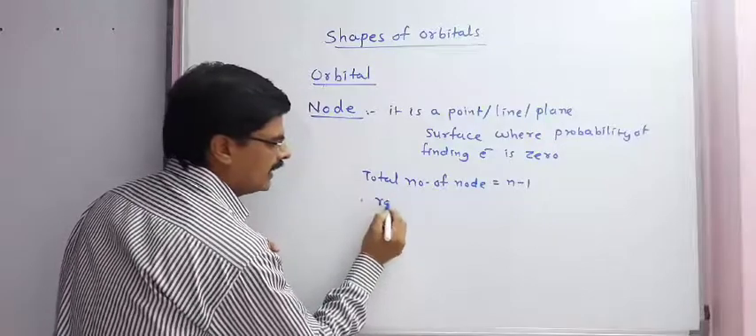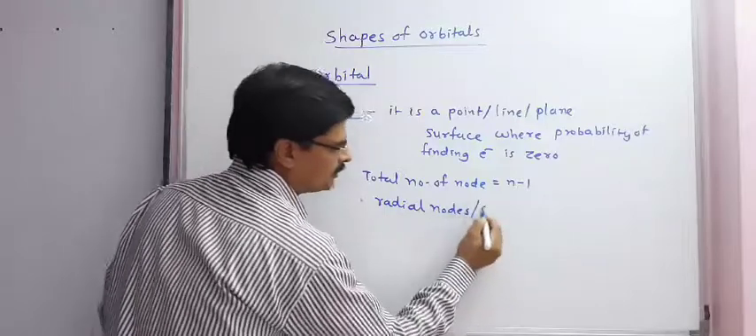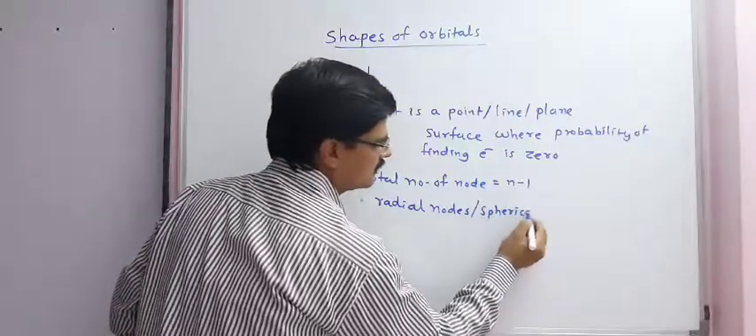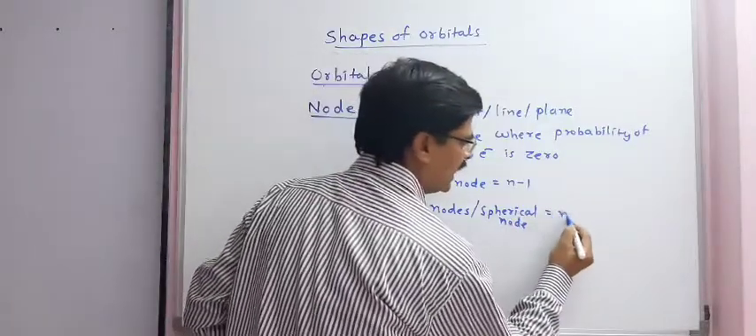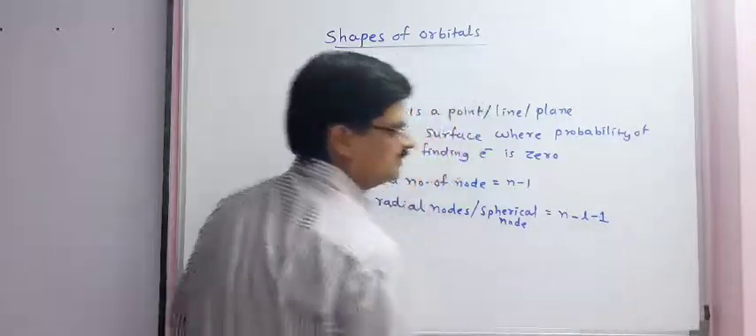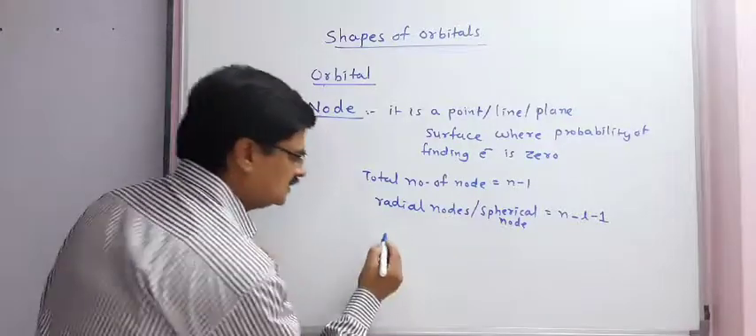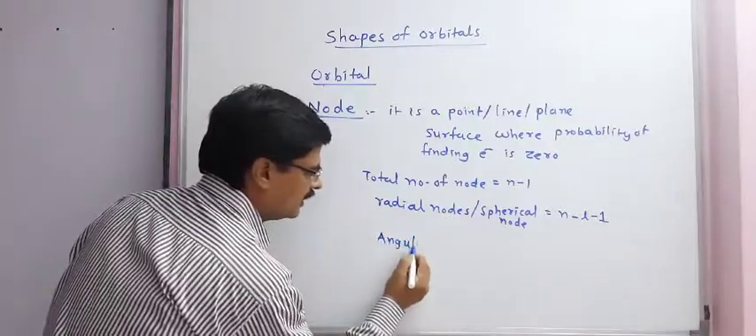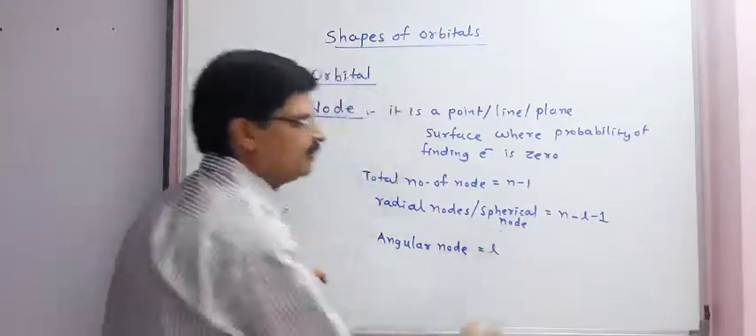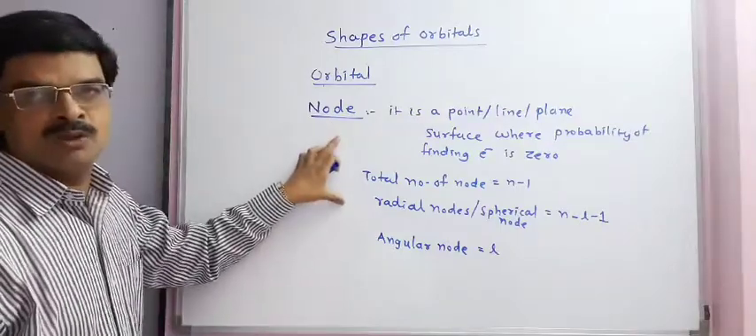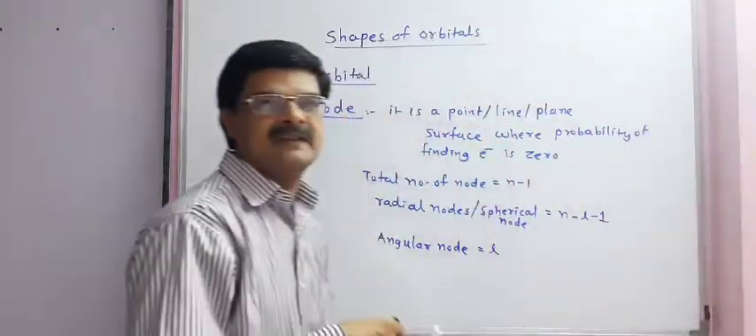Now, radial nodes or spherical nodes is found out by using formula n minus L minus 1. And beside with these radial nodes, angular node is equal to simply say L. So this is about node. Now we will understand the shapes of different orbitals like S, P, D.